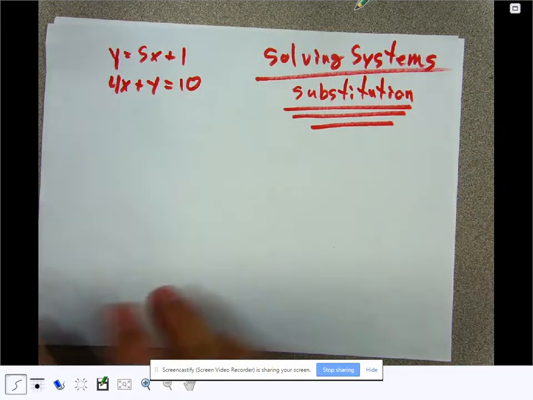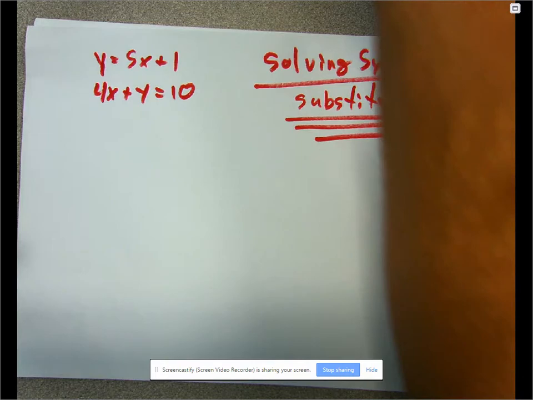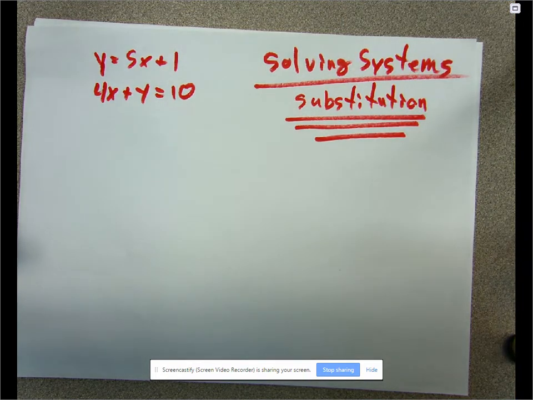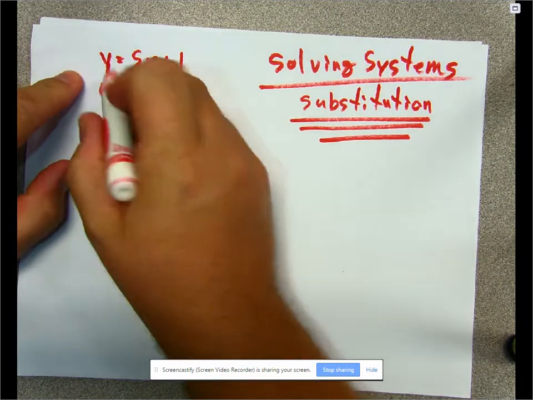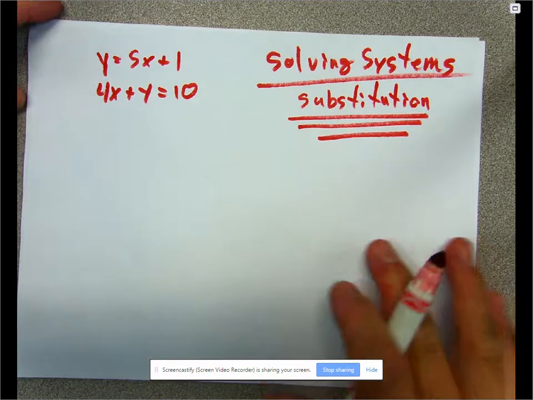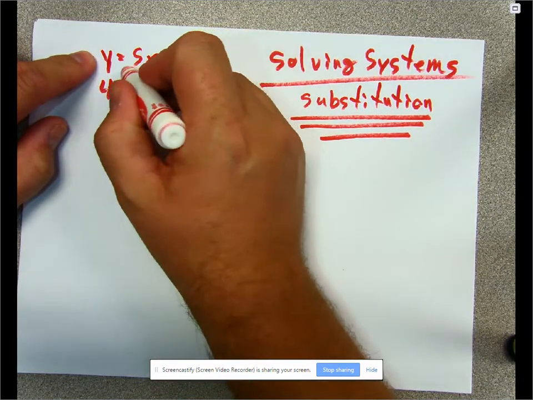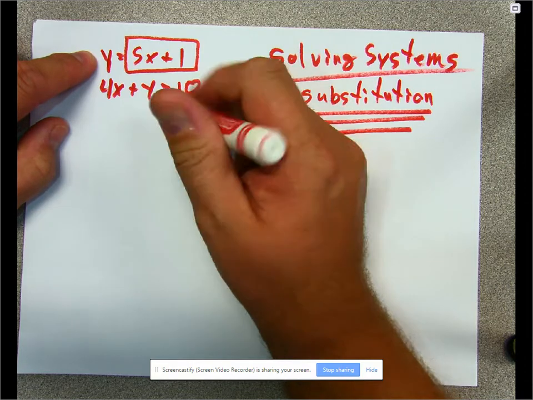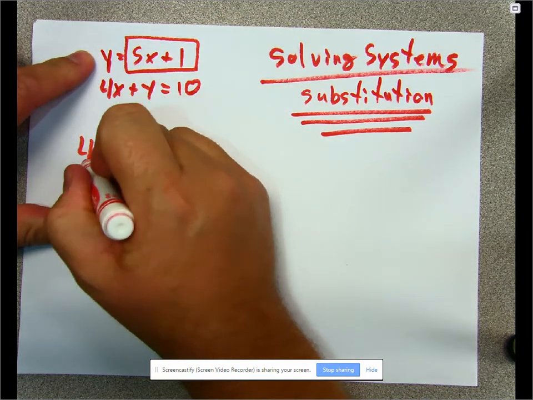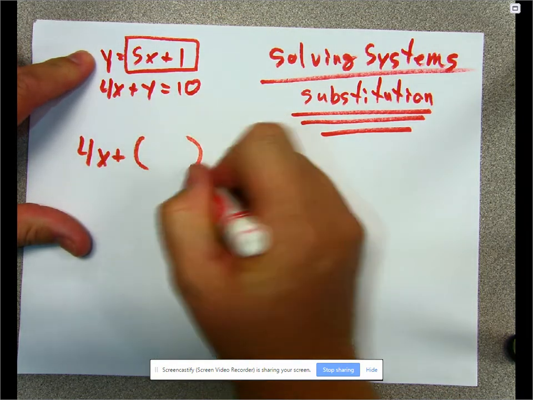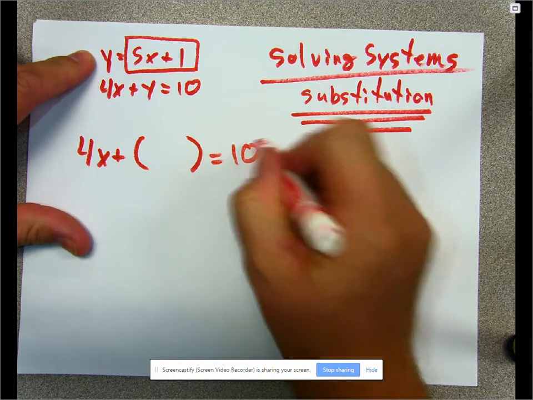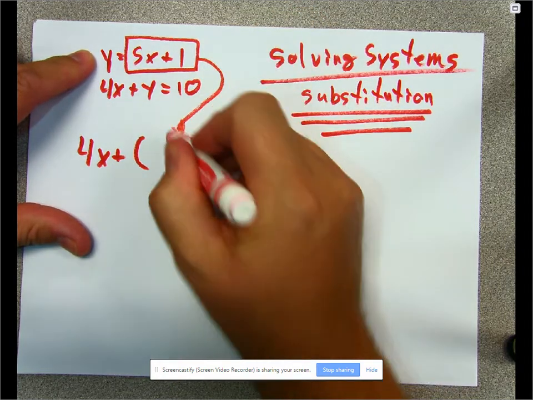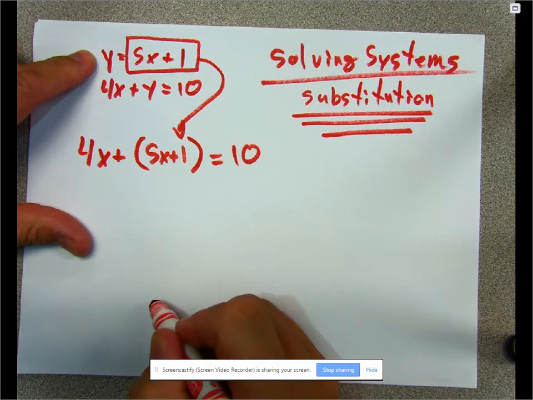Okay, let's take a look at substitution. Now, to solve using substitution, I need to get one variable by itself. In this case, one variable already is by itself. Everywhere I see y, I can plug in 5x plus 1. So I have 4x plus something equals 10. Well, what's that something? 5x plus 1.